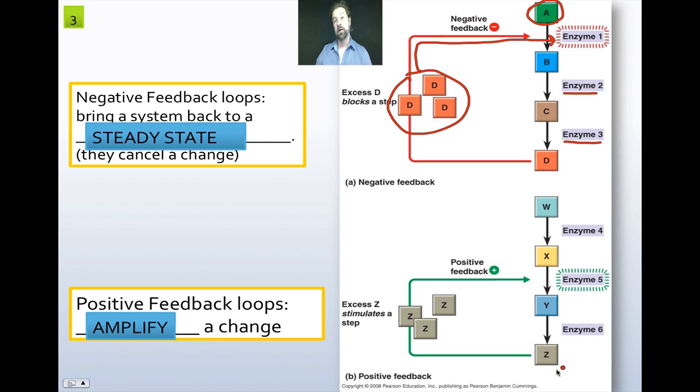But in this scenario here, when Z is made, a large amount of Z doesn't shut it down. Instead, you can see this plus here, it's going to cause more of it to happen. So what's happening now is that enzyme 5 has been supercharged, or maybe more enzymes have been produced to handle more W and eventually change it to Z. So in certain scenarios in organisms, you may want a positive feedback loop amplifying a particular change. What are some examples of that?